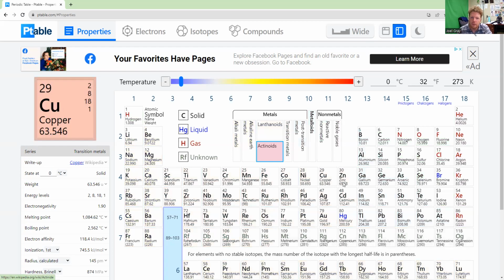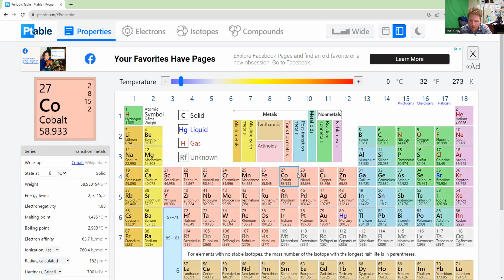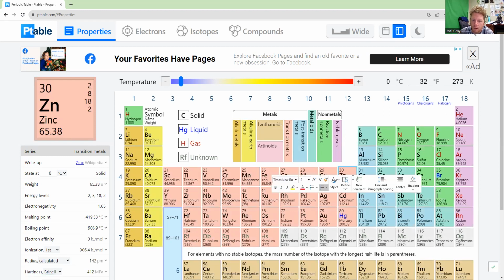Next up is copper. Well, a copper cation, Cu +1, that's going to have the same electron configuration as nickel. Gallium 2 plus has the same electron configuration as copper. And germanium, Ge 2 plus, that has the electron configuration of zinc, so that has a full d orbital. So our correct answer there is Ge 2 plus.